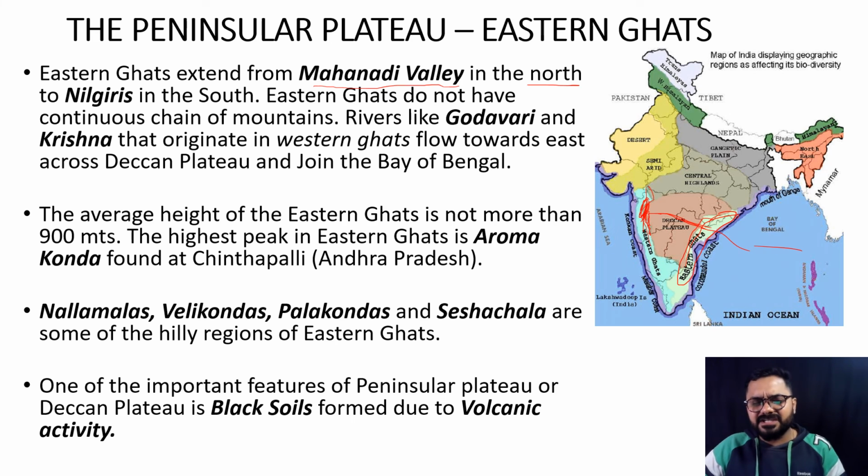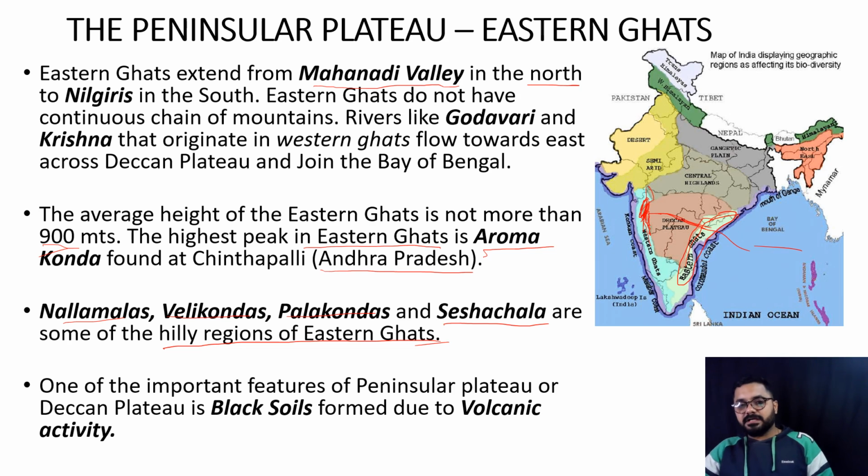Now talking about the heights, children, the Eastern Ghats do not have very high altitude. As compared with the Western Ghats, Eastern Ghats are lower in altitude, on average somewhere around 900 meters. The highest peak in the Eastern Ghats is Aromakonda, which is in the state of Andhra Pradesh. Some of the hilly regions of the Eastern Ghats are Nallamalas, Velikondas, Palakondas and Sheshachala.